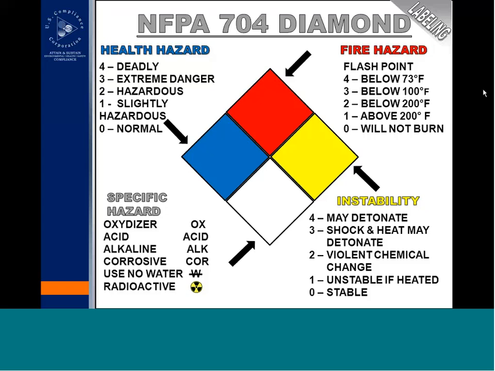Finally, that white box down at the bottom, you will find specific hazard information if it applies to that material. Oftentimes, if it doesn't apply, this will simply just be a blank box. And you can see some examples of the symbols that you would find in there: oxidizers, acids, alkalines, corrosives, water reactive, and radioactive materials.